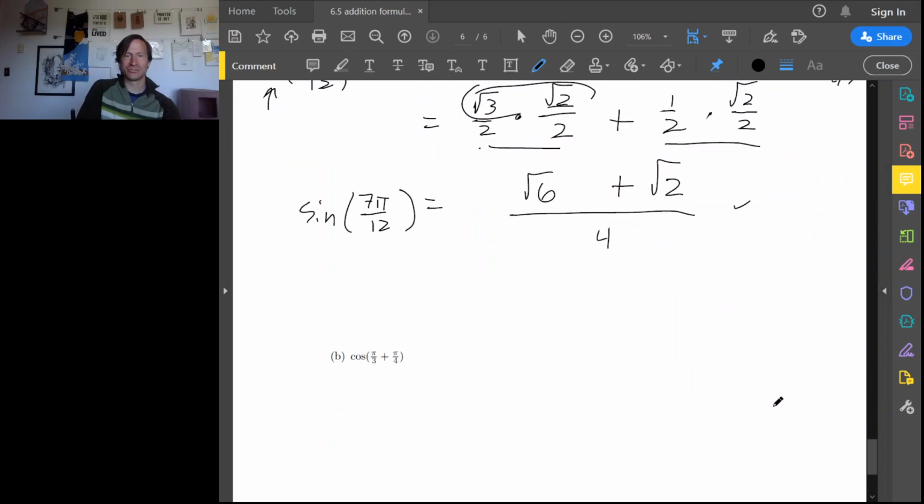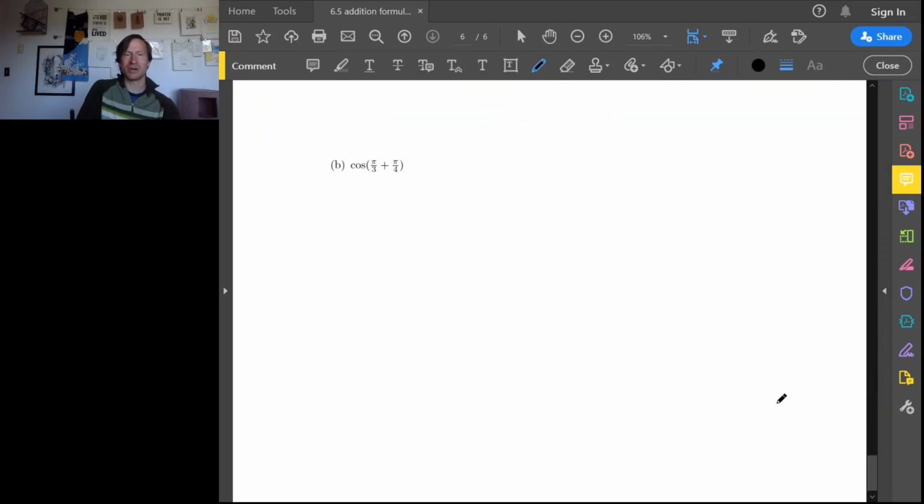Okay, let's try one with cosine. How about cosine of pi over 3 plus pi over 4? So again, pi over 3 plus pi over 4 is 7 pi over 12. So this is a new value for cosine that we didn't know before. So use the addition formula for cosine.